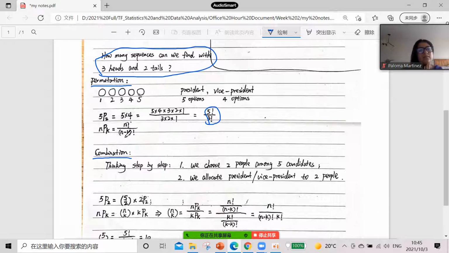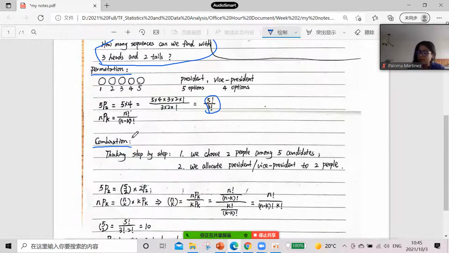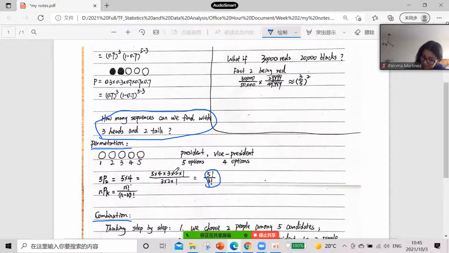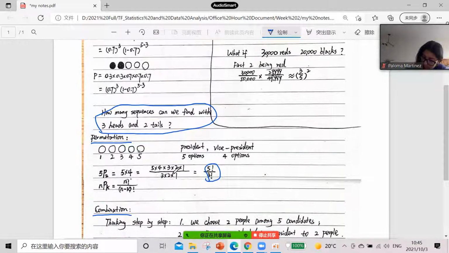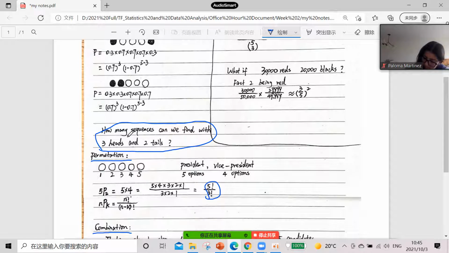So this is permutation: I choose k from a sample of n, and they have their own roles. How many options do I have? I will use permutation to calculate that, and this is the formula of the permutation. But what we are curious about now is not the permutation, because we simply want to solve the question of how many sequences we can find with 3 heads and 2 tails. I just need to choose 2 from 5 instead of allocating them president and vice president.